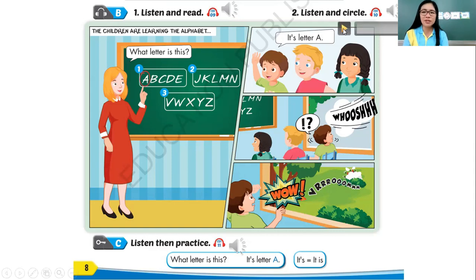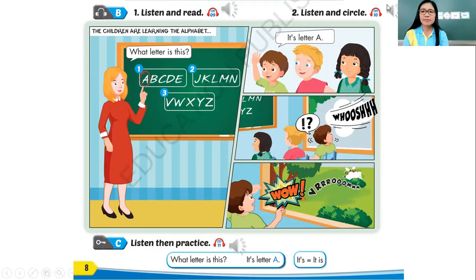Now let's go to number 2. Listen and circle. Listen carefully. B. 2. Listen and circle. Look at the pictures. Listen. There is one example. 1.